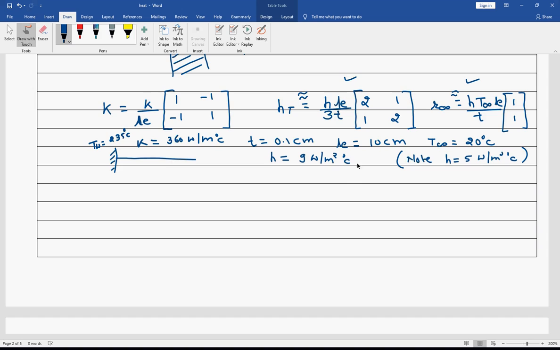And W they have mentioned to be 1 meter, so it is not going to come into my picture. If it is not given, always take unity. And you have to say assuming the fin is insulated at the other end. That is your assumption, and that is how it has been derived.